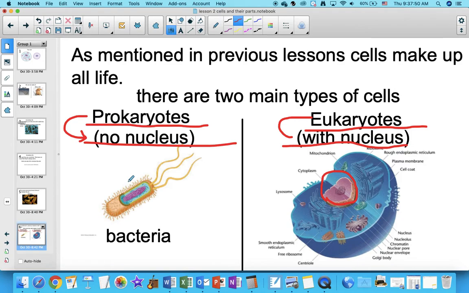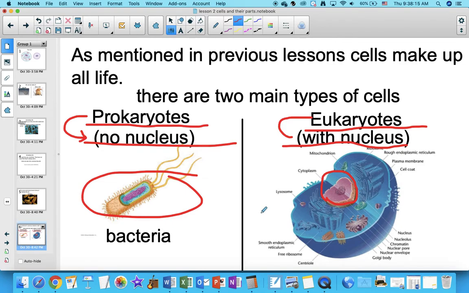Now that kernel refers to a nucleus, so instead of kernel, we'll say nucleus. So prokaryote means no nucleus. Eukaryote means with nucleus. The most common type of prokaryote you'll see is bacteria. Bacteria do not have a nucleus. Eukaryotes have nucleus or nuclei.